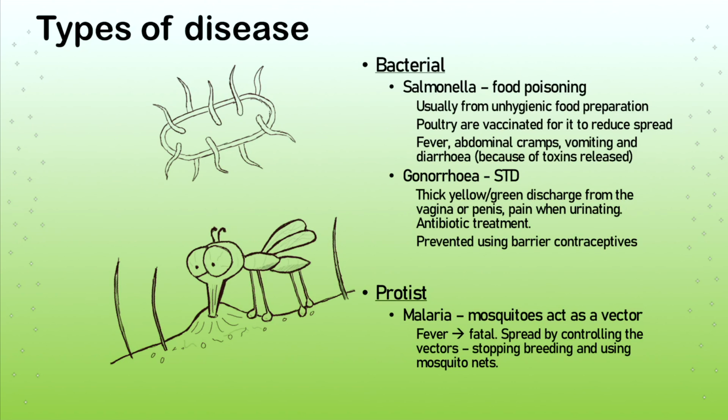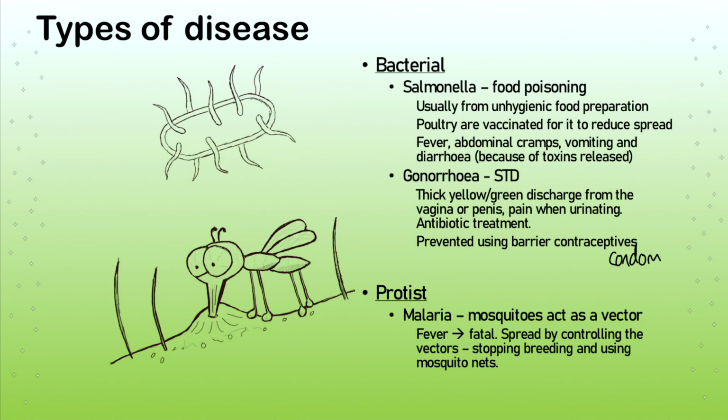It leads to fever and abdominal cramps, which lead to diarrhea and vomiting, but that's all because of the toxins released by bacteria. And the second type is gonorrhea, which is a sexually transmitted disease. It causes a thick yellow or green discharge from the vagina or penis and pain when urinating, and it's treated by use of antibiotics. It's easily prevented using barrier contraceptives like a condom or a diaphragm, or something that prevents the contact of bodily fluids.